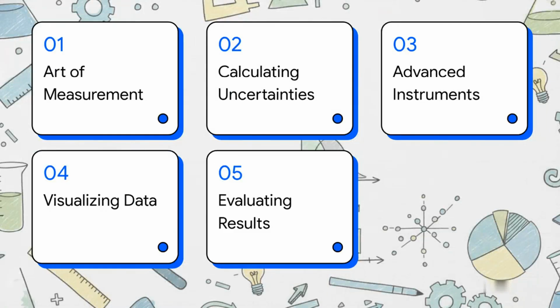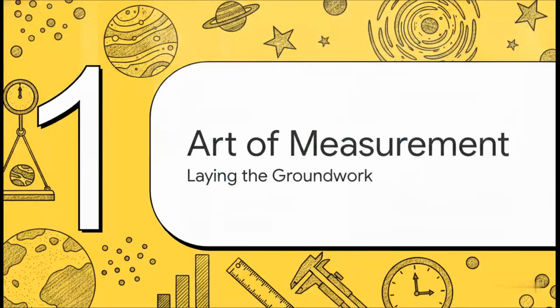Here is our roadmap for the explainer. 1. The art of measurement. 2. Calculating experimental uncertainties. 3. Advanced instruments and analysis. 4. Visualizing data with graphs. And 5. Evaluating measurement results.